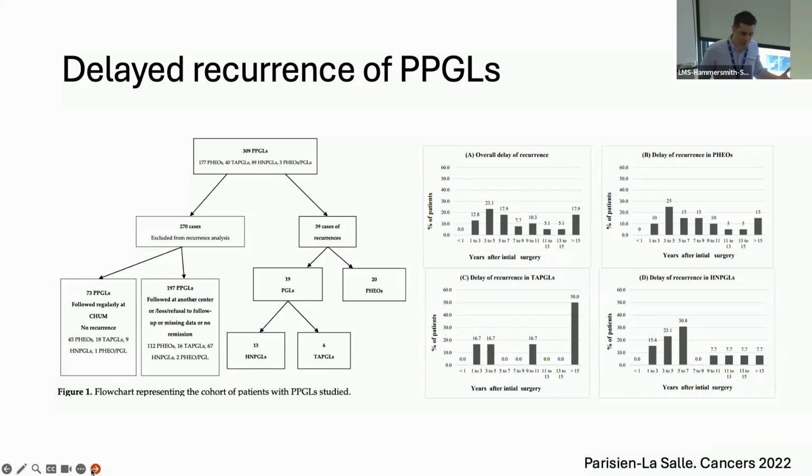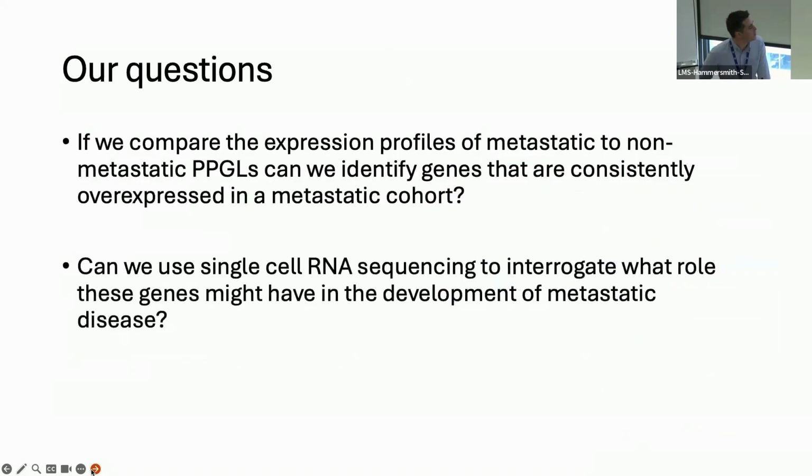So if I mentioned that 20% of PPGLs go on to develop metastatic disease, half of those will be metastatic at diagnosis, and the other half will present with metastatic disease at a mean time of 6.5 years. So this lady was 10 years. There are cases reported of up to 30, 35 years, but the average duration is about 6.5 years. So that's why it's important to keep an eye on these patients, keep monitoring them, and plug them into the screening protocol.